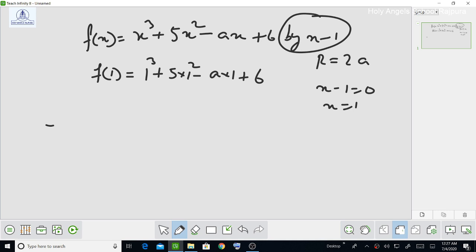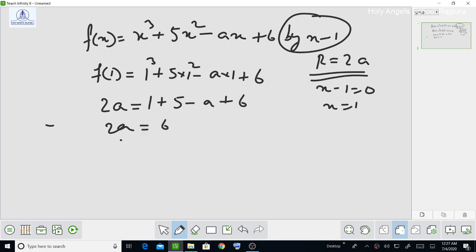Now, the remainder is given as 2a. When x value is 1 in the polynomial, you get the remainder 2a. So f(1) is equal to 2a, already given. It leaves the remainder 2a. 1 plus 5 minus a plus 6. 2a is equal to 6 minus a plus 6.